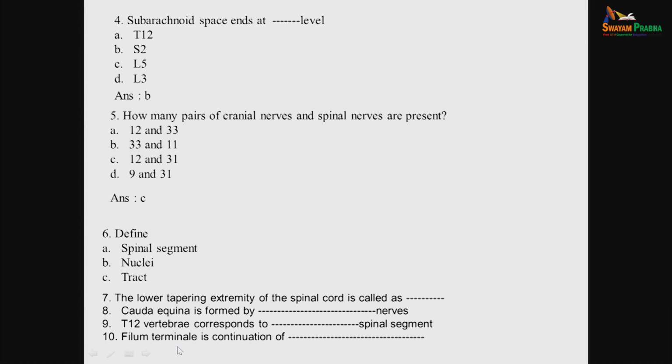Next question is filum terminale. Filum terminale is a continuation of dura, arachnoid, or pia. Which one of these? It is a continuation of pia mater. We talked in detail about the filum terminale internum and externum.